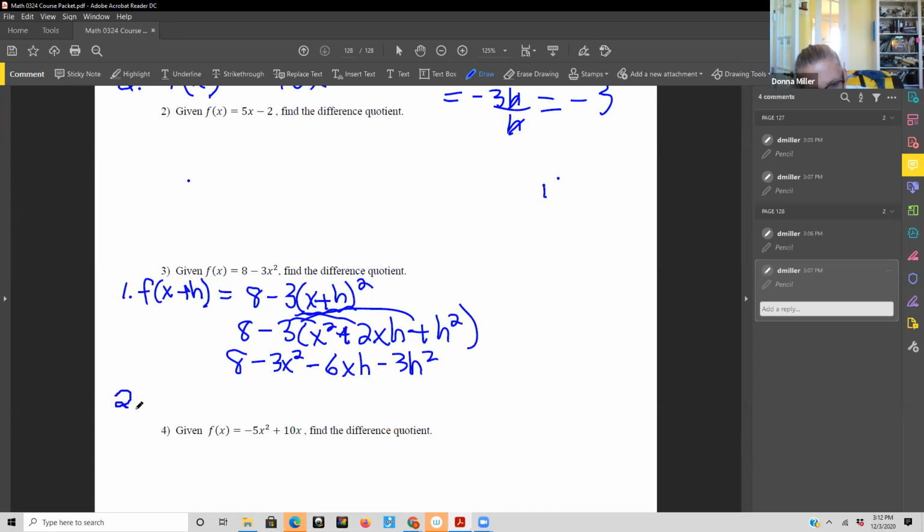Step 2. Is that right? Yeah. Let's see, negative f of x. So negative f of x just changes the signs. So here's f of x. So you're going to get negative 8 plus 3x squared. Now we're ready to plug it into the difference quotient.